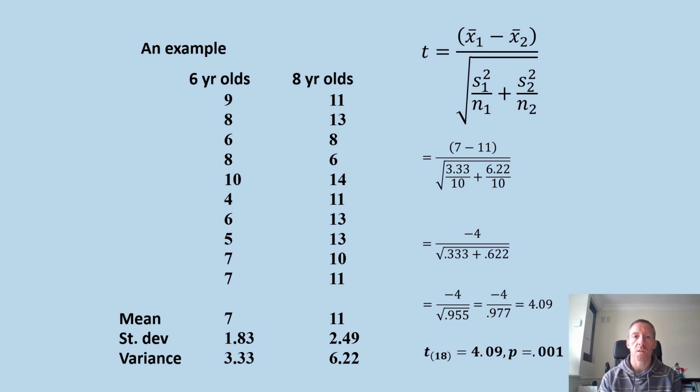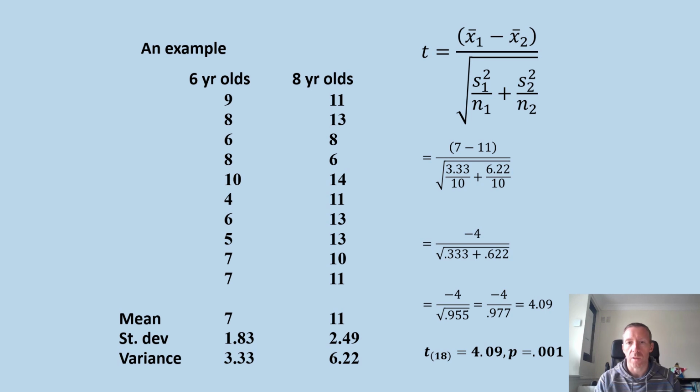So the mean scores on this test are higher for 8-year-olds. That's different, but is it significantly different? We use our t-test to find out, and we plug those numbers into the formula. We've got the mean of group 1, which is 7, minus 11 in the numerator, divided by the standard error. If we plug in the variance, remember, if you square the standard deviation you've got the variance, you can see where those numbers have come from under the radical sign in the denominator.